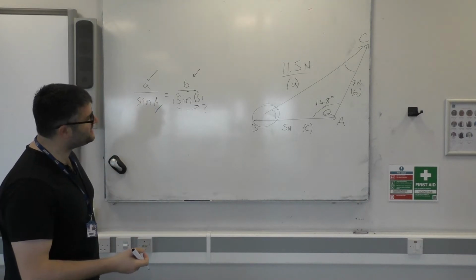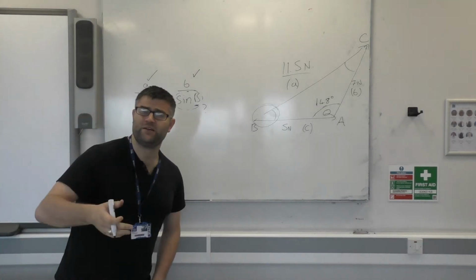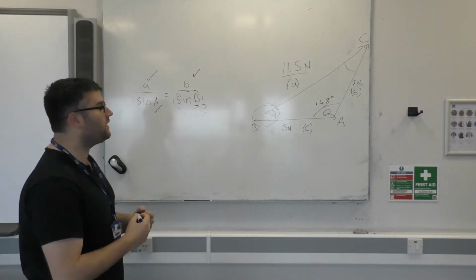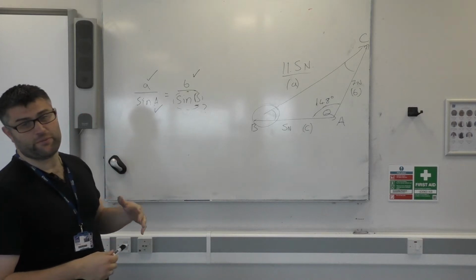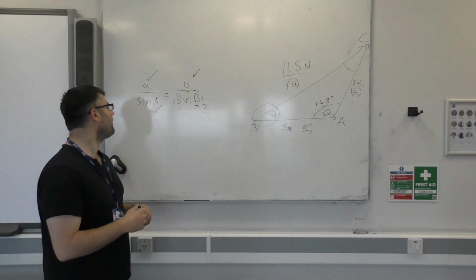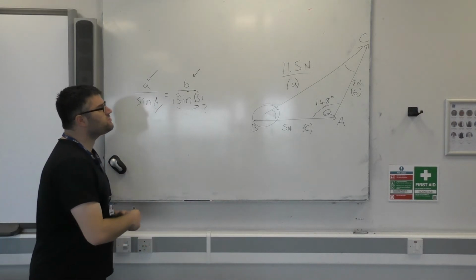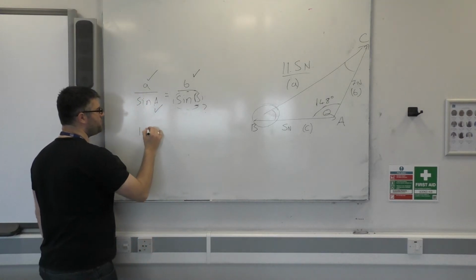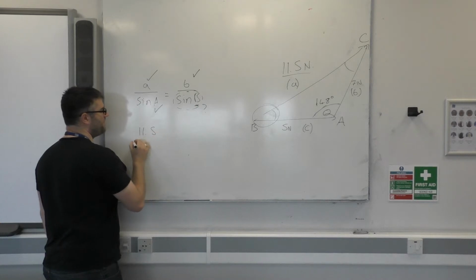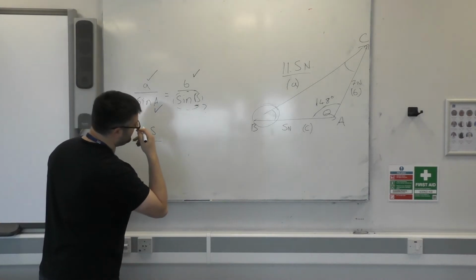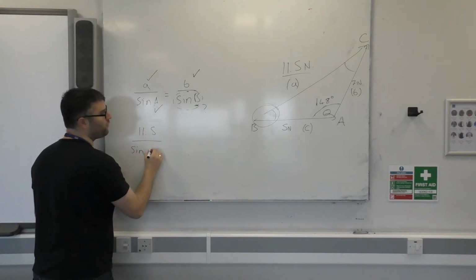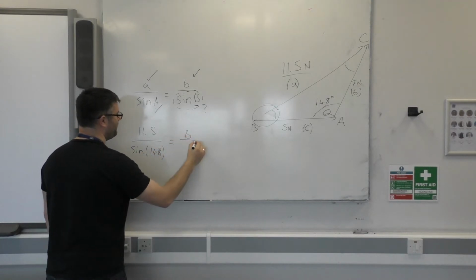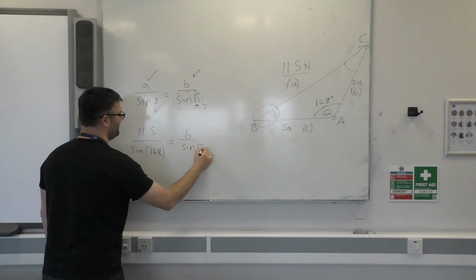In this case, I'm going to use my calculator, so it's going to take a little bit of time. I'm going to plug the numbers in as we go, and you can follow along, because this is going to be a bit more of an example. So we're going to plug some numbers into this. We've got A, we've got sine A, so we've got 11.5 divided by sine of 148, and that will equal B over sine B.